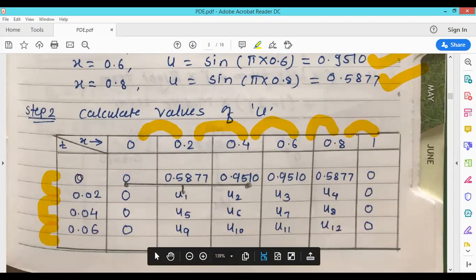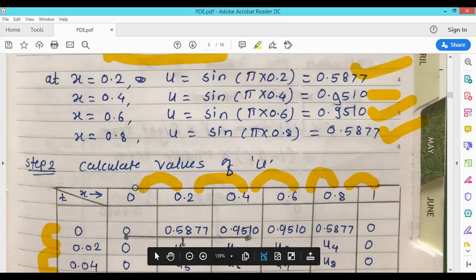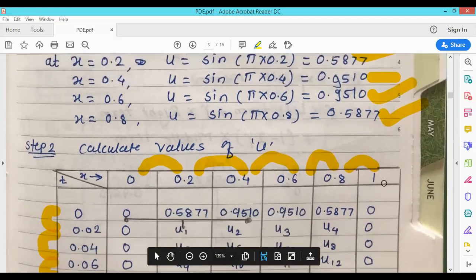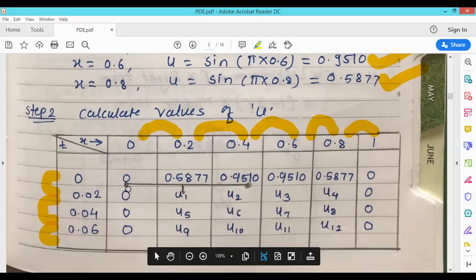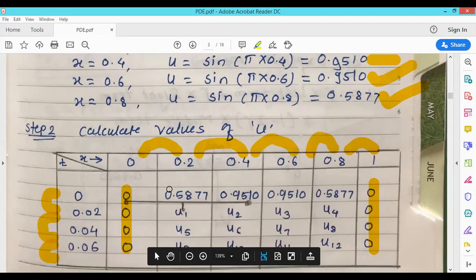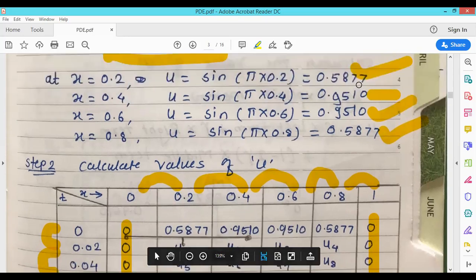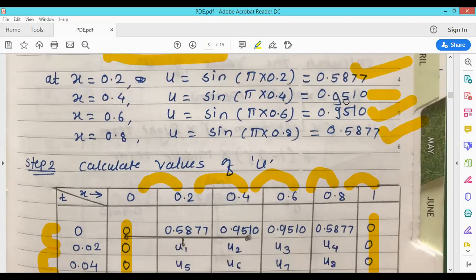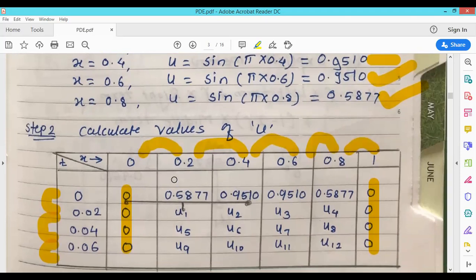So how many values? 1, 2, 3, 4 for x, and 1, 2, 3, 4, 5, 6 for t. When we put the values 0 and 1 in the function, we find that all these values are 0. And these are the values that we have to find out here: 0.5877, 0.9510, 0.9510 and 0.5877, that I have to write down. These are the values we already get from the function.